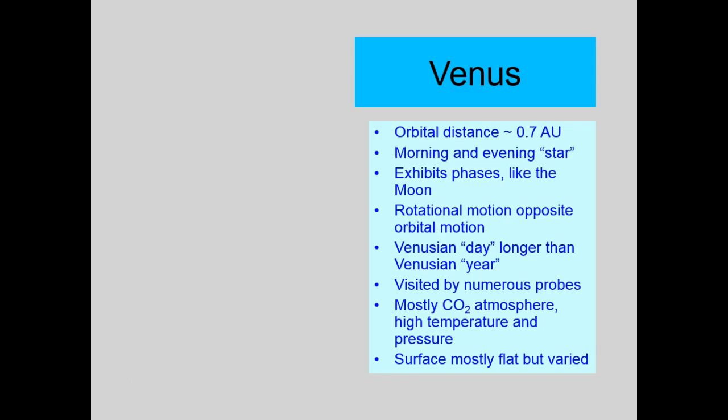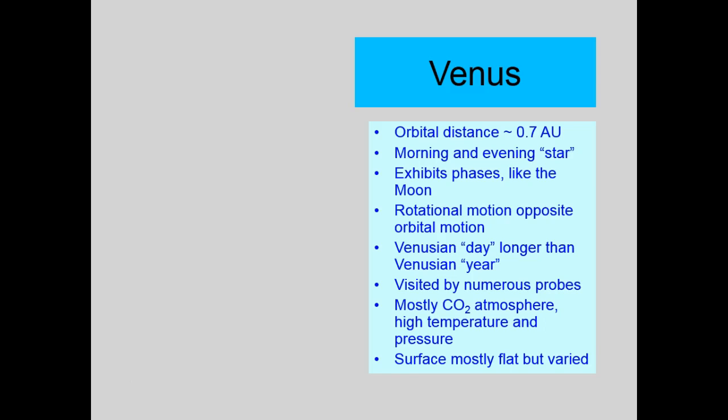Now here is the other one. The Venusian day, the time of one spin, even though it's spinning backwards, is longer than the Venusian year. In other words, it's going around the sun. It takes less time to go around the sun than it does to spin one time. That's bizarre. Okay? Very bizarre.